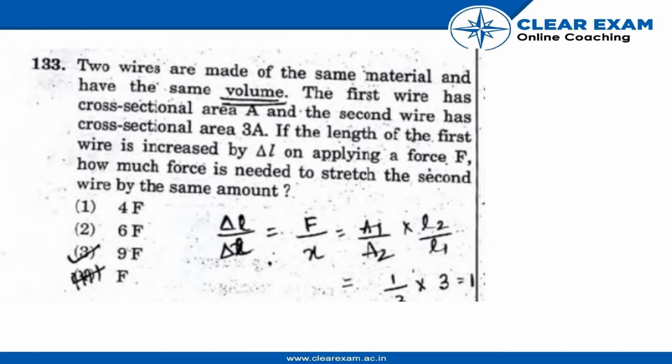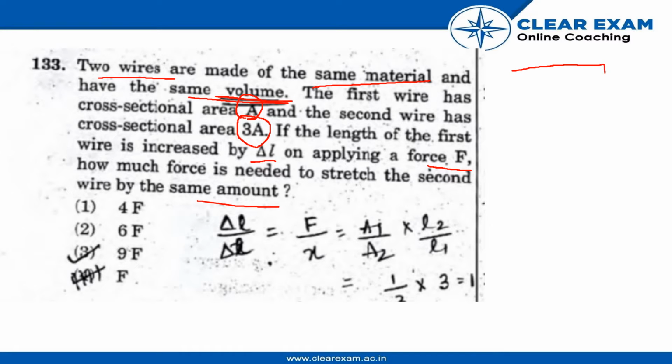Hello students, we will be discussing this question which states: two wires are made of the same material and have the same volume. The first wire has cross-sectional area A and the second wire has cross-sectional area 3A. If the length of the first wire is increased by delta L on applying a force F, how much force is needed to stretch the second wire by the same amount?